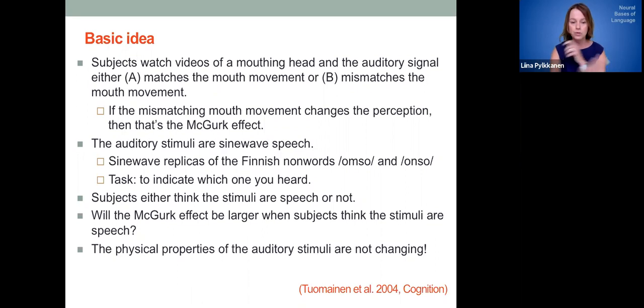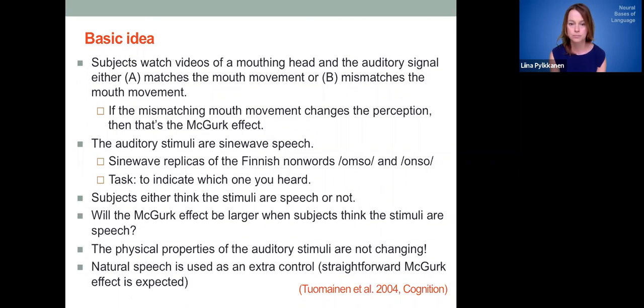Okay, and the beauty of it, again, is that the physical properties of the auditory stimuli are not changing. So there's not going to be an explanation of the results in terms of, oh, well, now this is a totally different frequency range. Maybe that's what's causing the results. So let's see what happened. And crucially, there's a natural speech control where we obviously would expect the McGurk effect. That's what happens for natural speech.